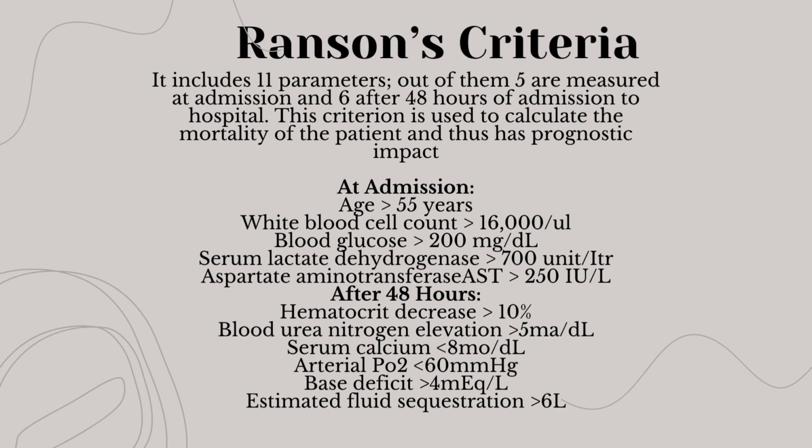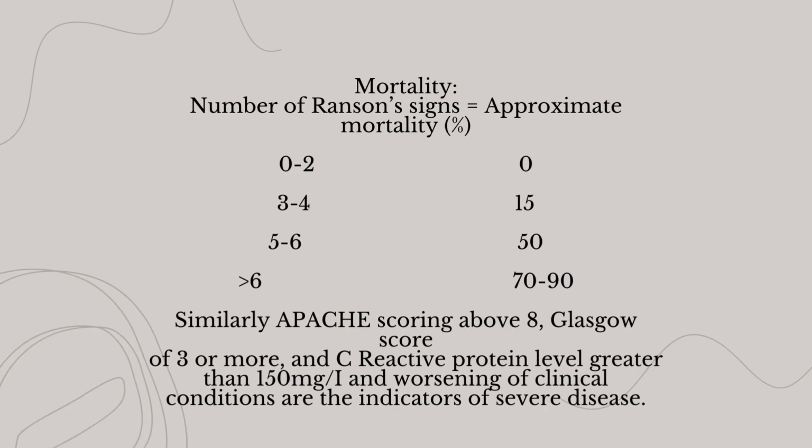Blood urea nitrogen elevation greater than 5. Serum calcium less than 8. Arterial partial pressure of oxygen less than 60. Base deficit greater than 4. Estimated fluid sequestration greater than 6. Similarly, APACHE scoring above 8, Glasgow score of 3 or more, C-reactive protein level greater than 150, and worsening of clinical conditions are the indicators of severe disease.